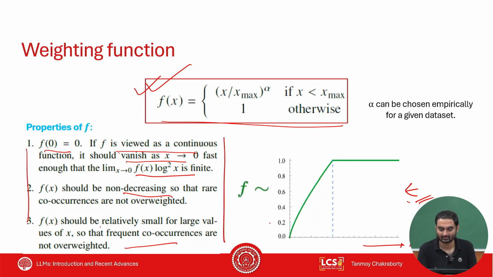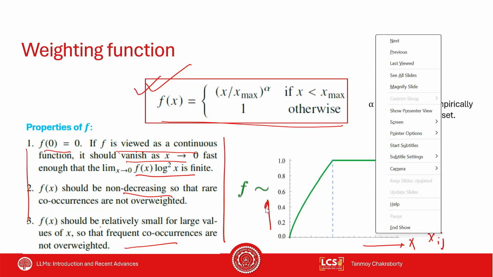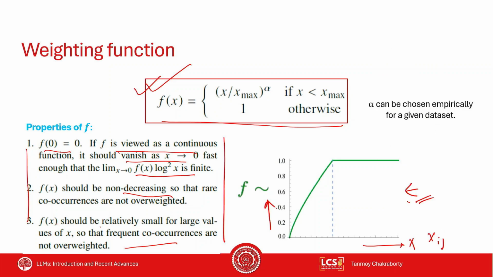So this is x and this is f. In our context, this is Xij, and this is f. You see here that there is a cutoff. This cutoff is called x max. After x max, whatever co-occurrence you have, the same weight is given, and the weight is 1. So it will not give additional weight to those co-occurrences which are highly frequent, whereas before this x max part, this is almost linear.